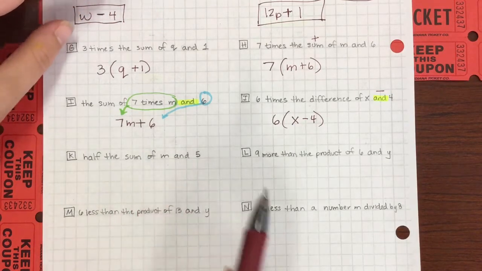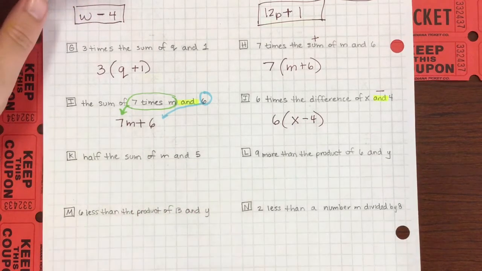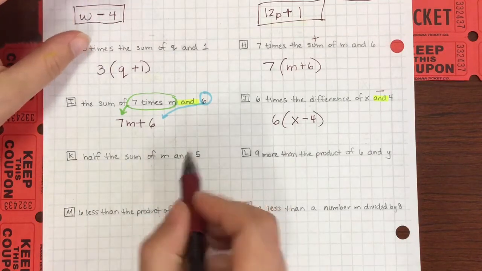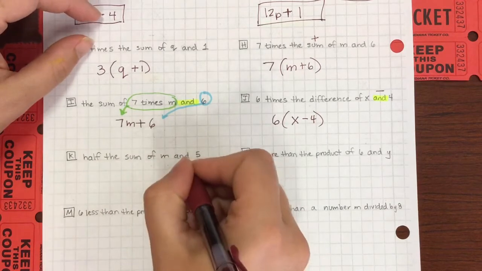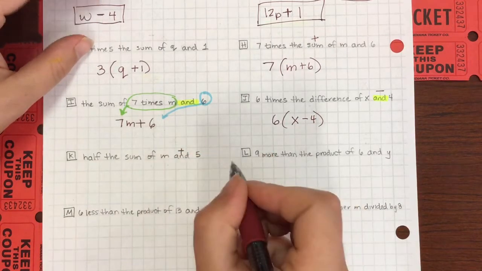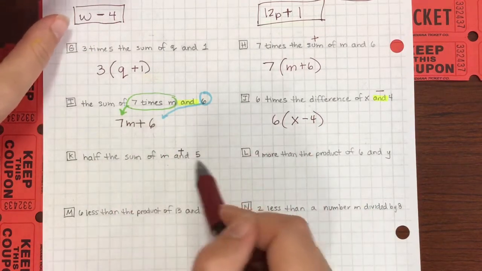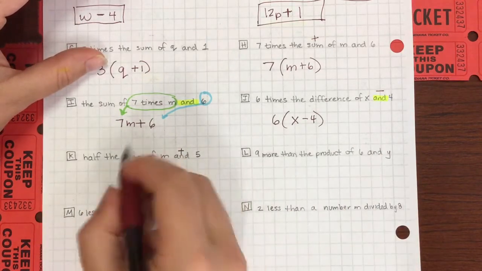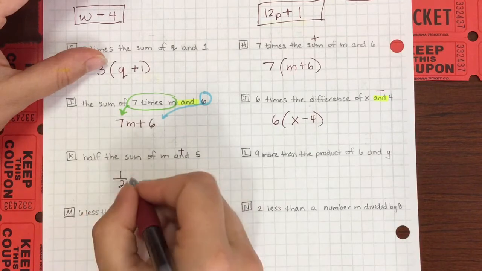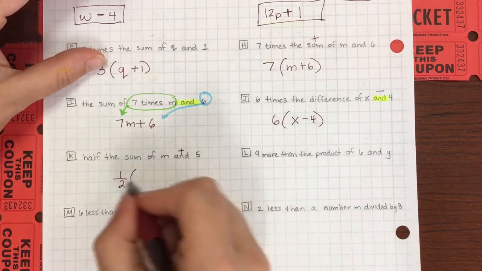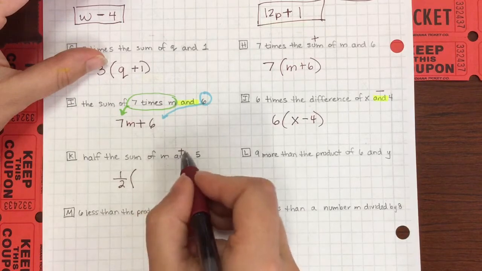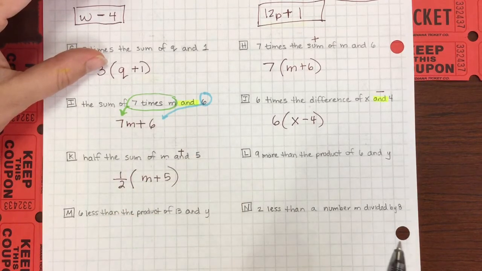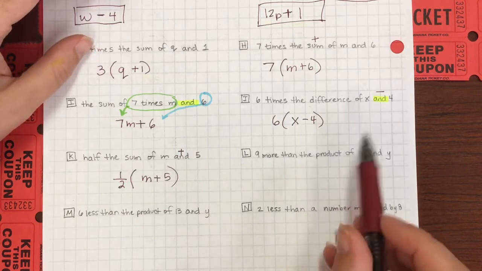Half the sum of M and 5. So half the sum of M and 5. Here we have this and again. Sum is addition. So basically you put that addition right where the and is. So it's half the sum of M plus 5. So 1/2 is going to be multiplied by the sum of M plus 5. All right, on to the next.